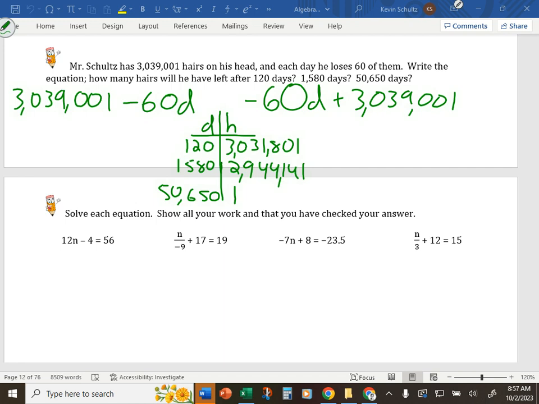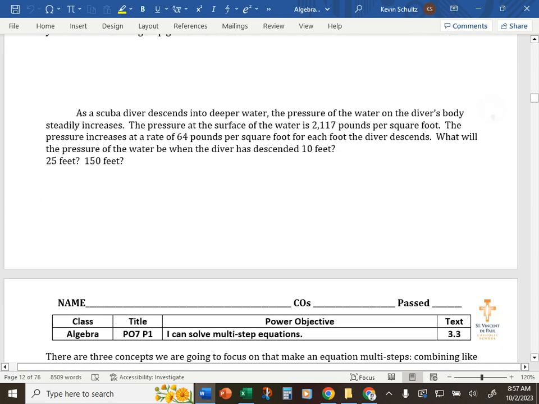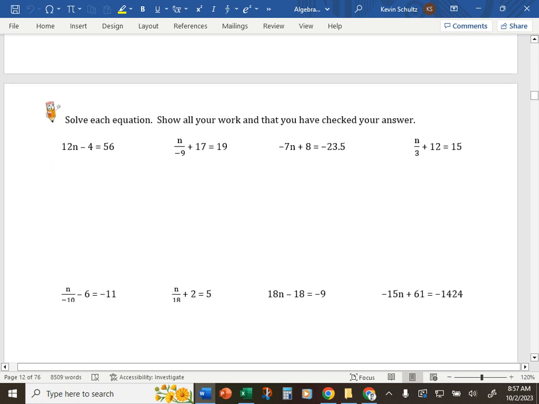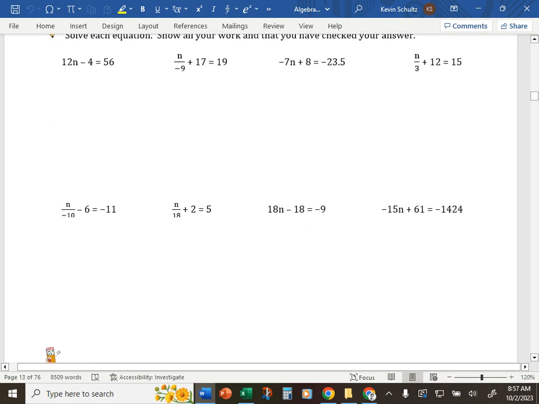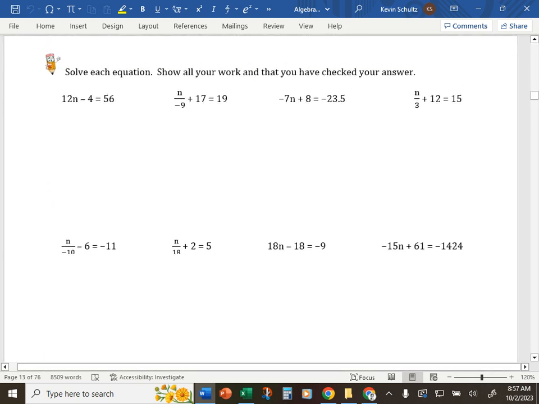All right, your assignment for tomorrow. The second page of PO6, and there is only 1 more page of PO6. You've got 8 two-step equations to solve. I highly recommend opposite operations. You do need to show all of your work. So if you do guess and check, if that's really what you want to do, then you've got to show me the work that you did to guess and check. What did you guess? What did you check?